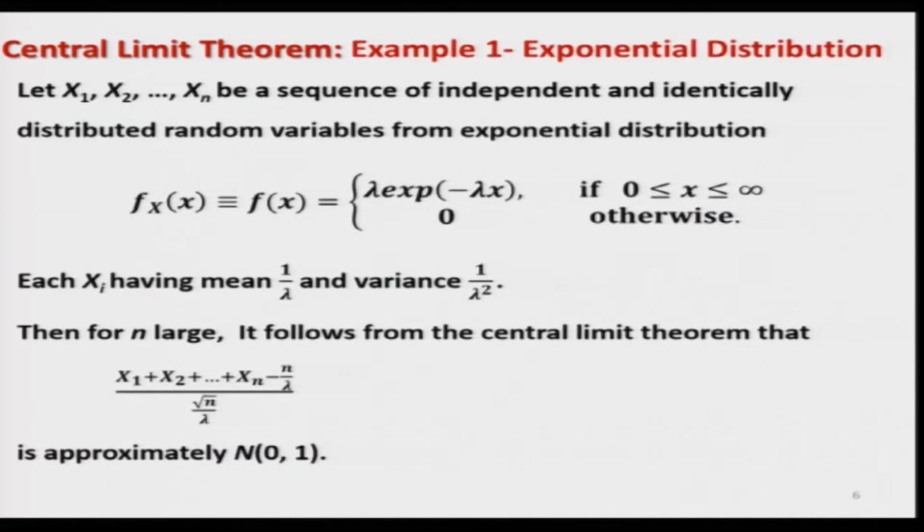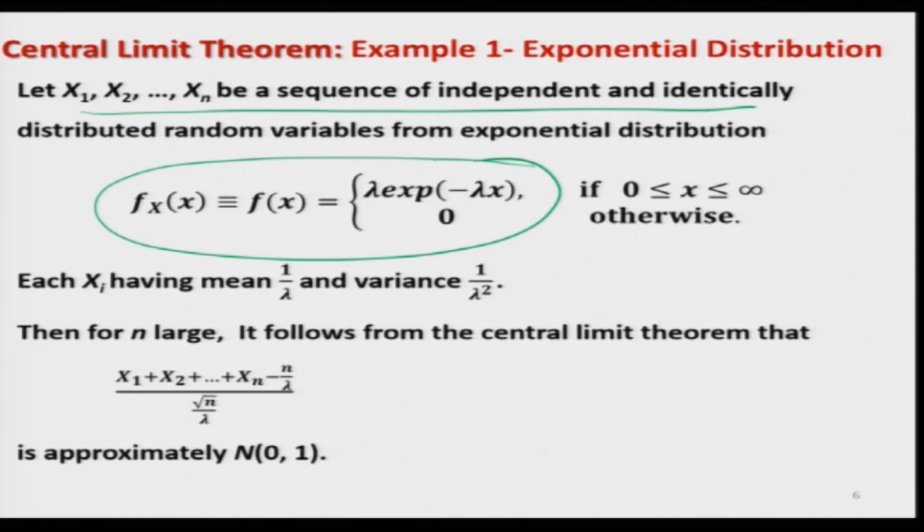Now let me demonstrate how this result will look by taking an example of the exponential distribution. Now, you know what the exponential distribution is. Let X1, X2, ..., Xn be a sequence of IID random variables from the exponential distribution with parameter lambda. Each Xi has mean 1 upon lambda and variance 1 upon lambda square. So, I can say that if I consider the quantity X1 plus X2 plus ... plus Xn minus n upon lambda, divided by the standard deviation, that is square root of n upon lambda, then for large n this will have approximately a normal 0,1 distribution.